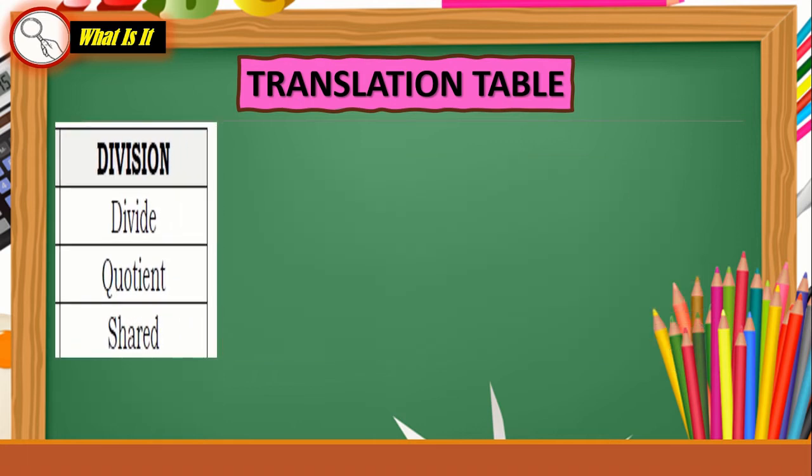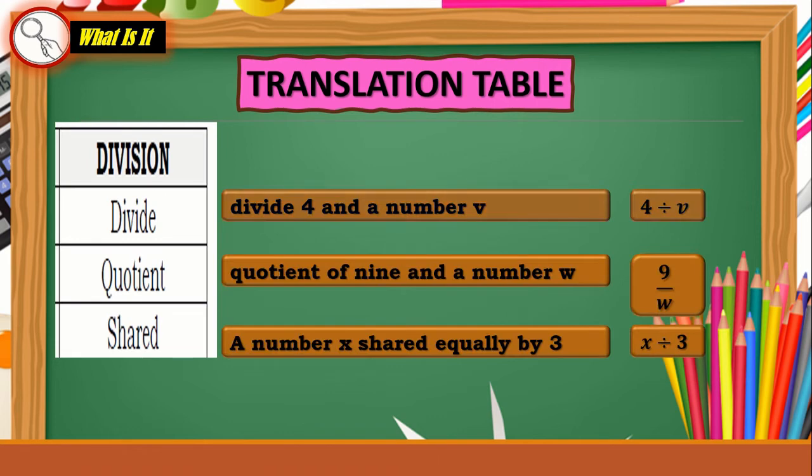Now let's have division. Divide 4 and a number V, that's 4 divided by V. Quotient of 9 and a number W, that's 9 over W. A number X shared equally by 3, that's X divided by 3.